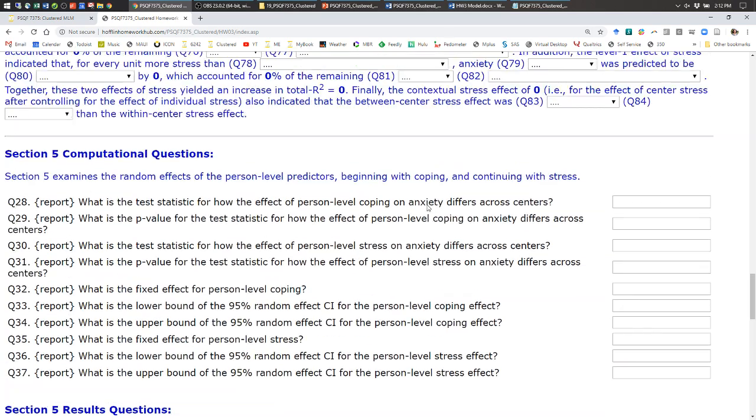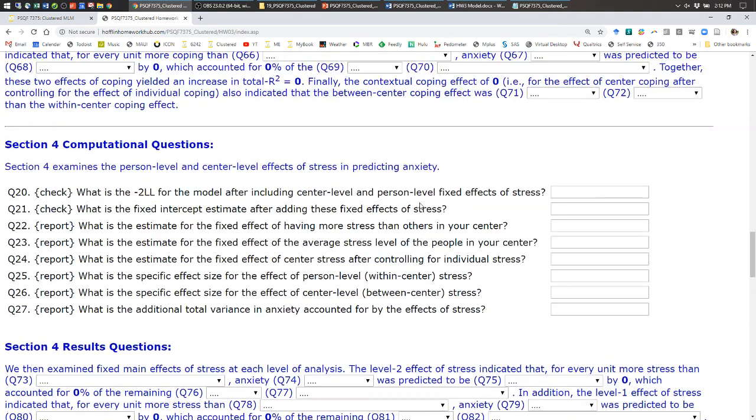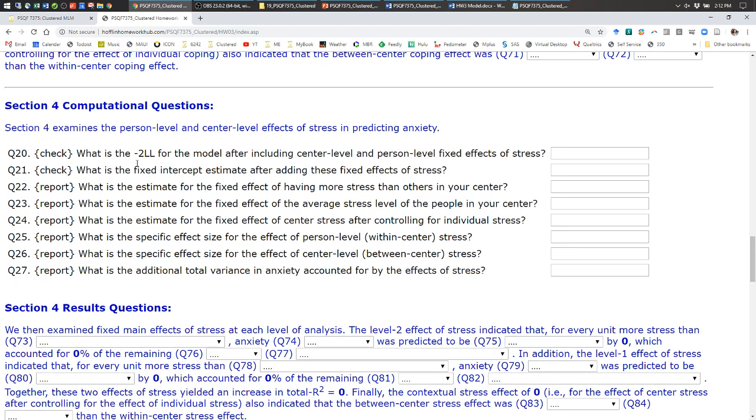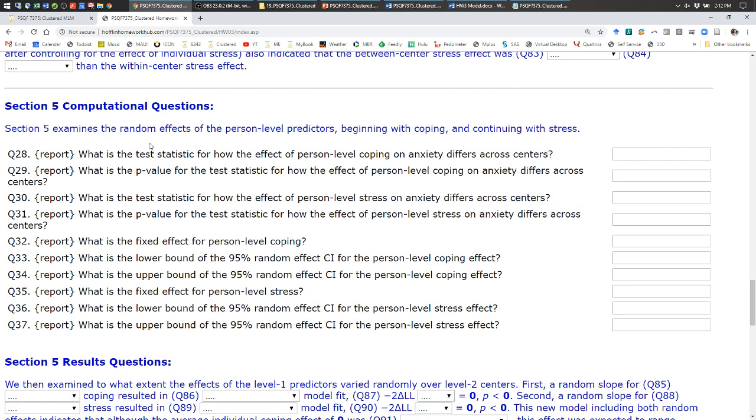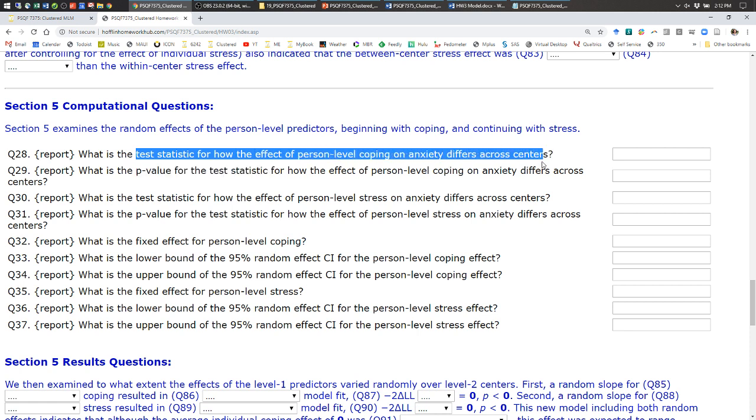One other thing that folks are having problems with, I've gotten a couple of questions about this. Section 5 examines the random effects of the person-level predictors. I asked, what is the test statistic for how person-level coping on anxiety differs across centers? Let's analyze that part of the sentence: how the effect of person-level coping on anxiety differs across centers. What is that referring to? What model parameter refers to that idea?